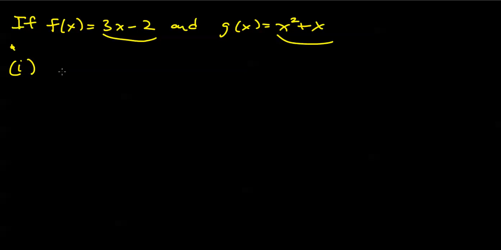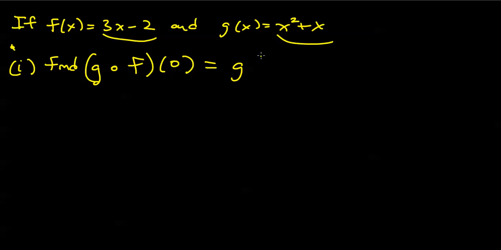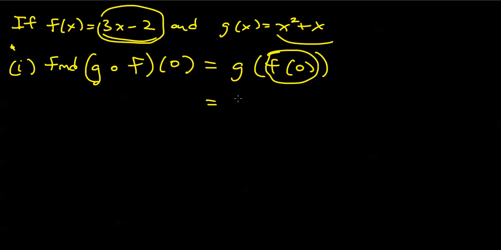Alright, let's look at number 1. Find g composed with f of 0. Alright, this is fancy talk for g of f of 0. So initially I'll plug 0 into the f function. Well, of course, we can do that in our heads. 3 times 0 is 0, and 0 minus 2 is minus 2.